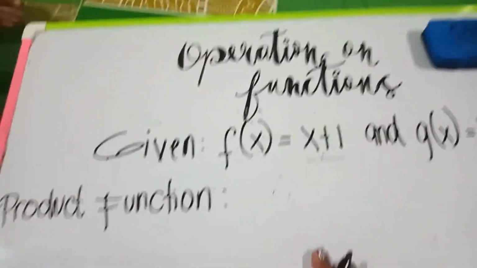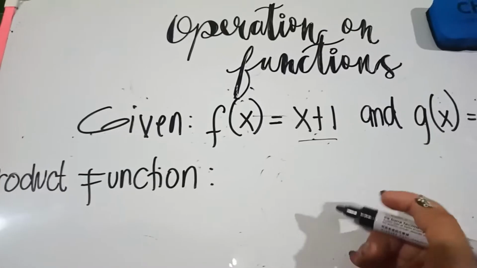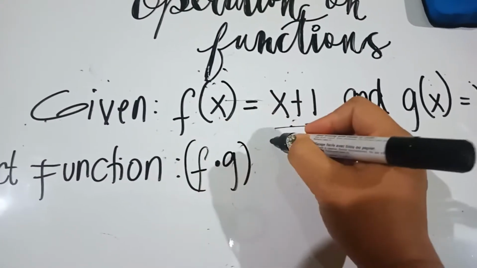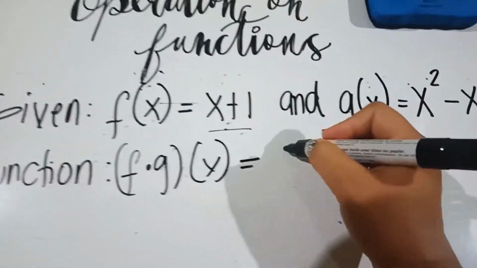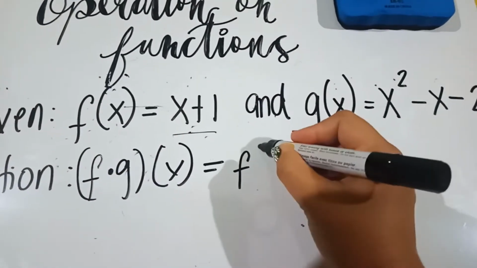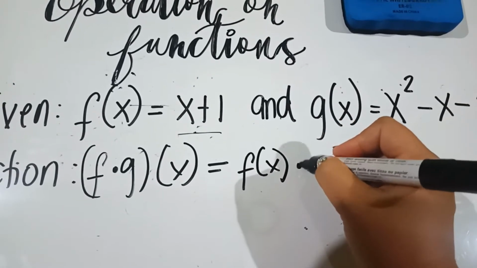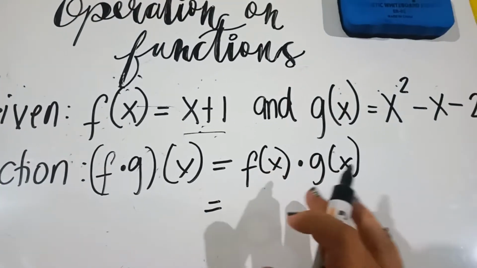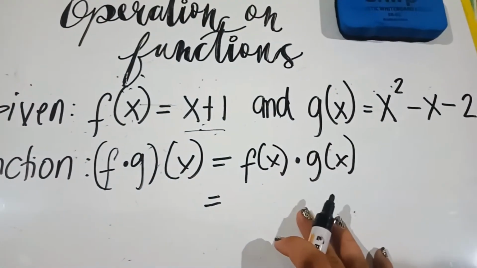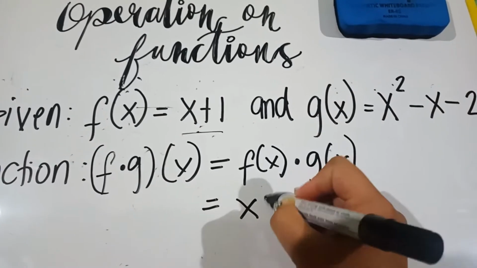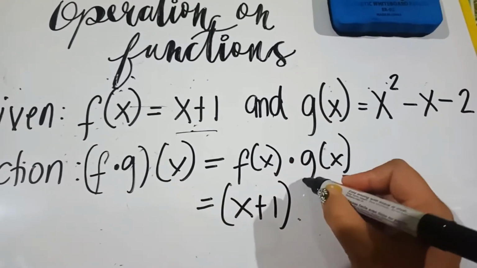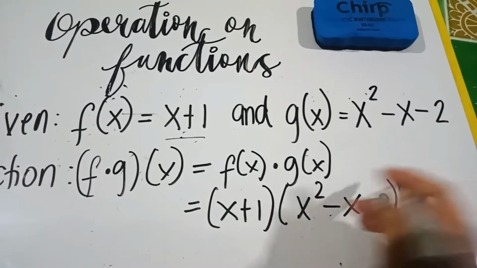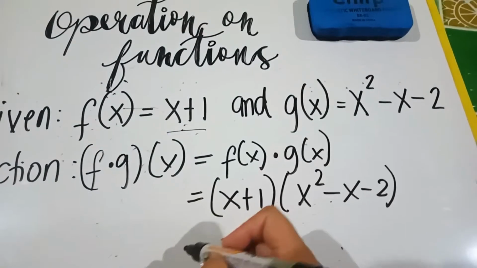Now, let's proceed to the product function. The product function is that f times g of x is equal to, distribute again, f of x times g of x is equal to. So, substitute the given to the formula. We have x plus 1 and then times x squared minus x minus 2, which is the value of g of x, is equal to.